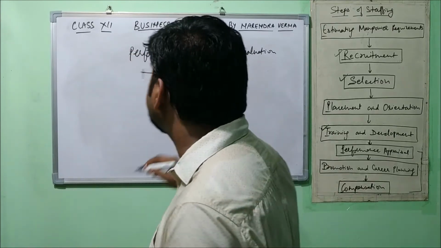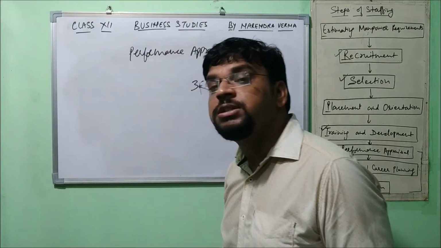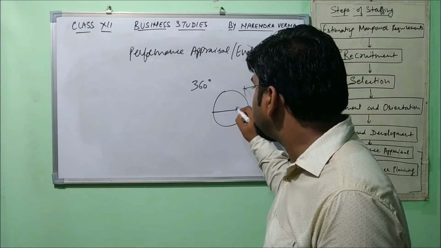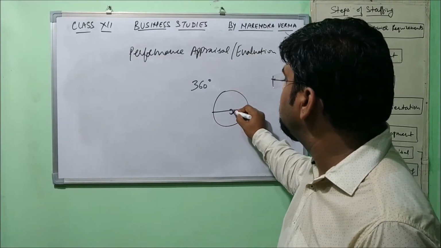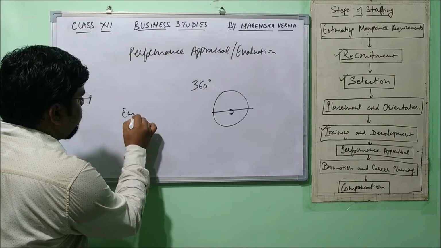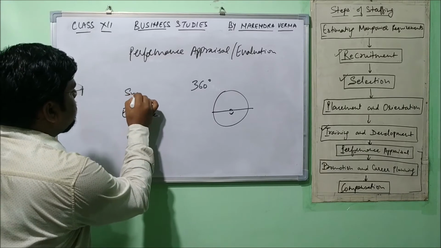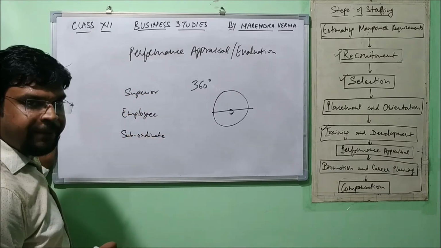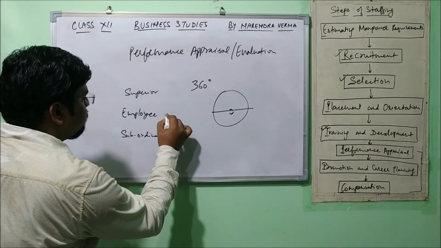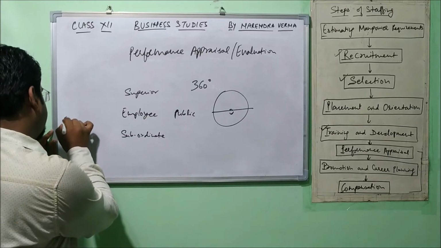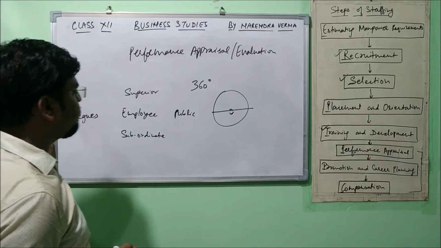One is called 360-degree appraisal. What is 360 degree? A circle, right? This is 180 degrees and this is 180 degrees. 180 plus 180 means 360. Understand? This is our employee, and here his superior and here his subordinate. Here are the public, and here we can say his colleagues, right?